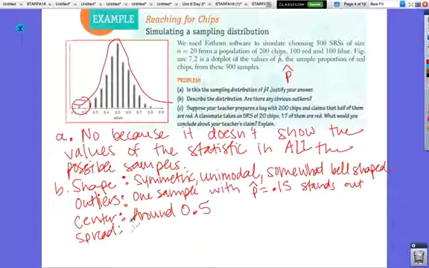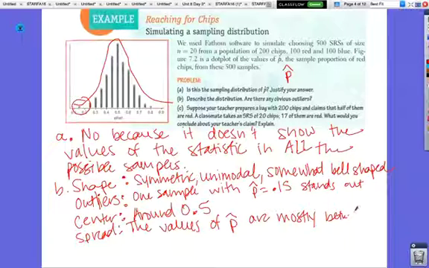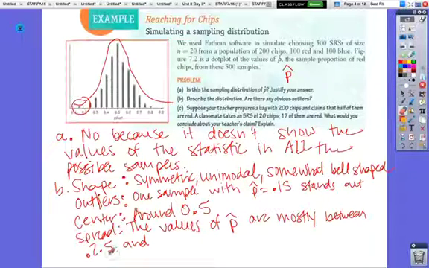And to talk about the spread, you can see here that the values of p hat are mostly between 0.25, or really that's 0.25, and 0.75.